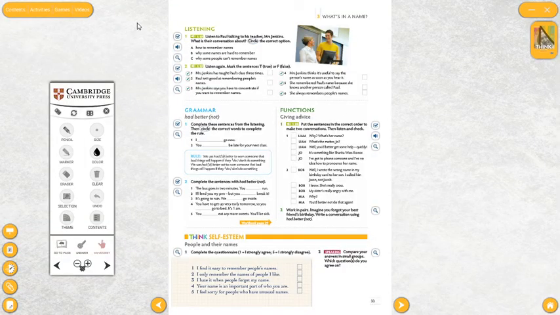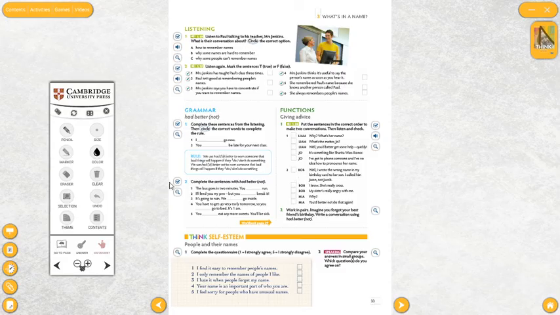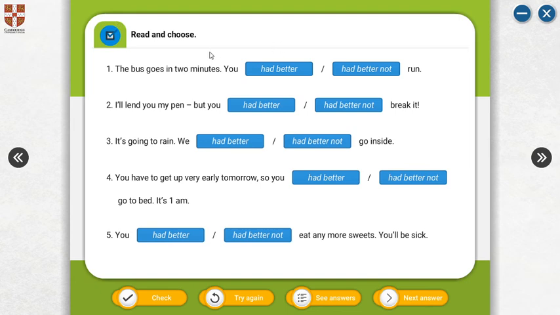Excuse me. Yes, look at here, had better. Had better means "yapsan iyi olur." For example, you had better go now. You had better not be late for your next class. "Geç kalmasan iyi olur." It's an advice. Look at here, we can use had better or had better not.